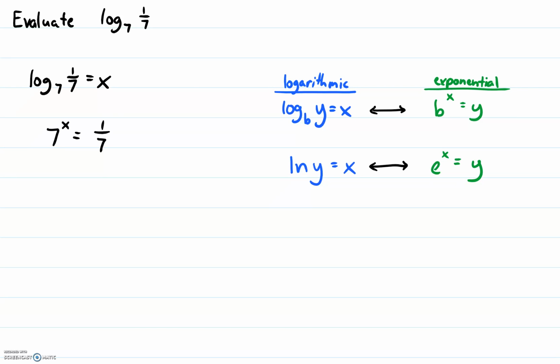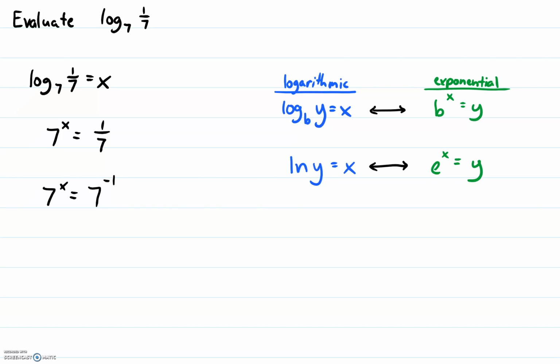What we're going to do is use a little algebra trick to rewrite 1 over 7. We're going to leave the 7 to the x alone on the left-hand side, but on the right-hand side we're going to move the 7 from the denominator to the numerator, and in doing so that's just going to change the sign of the exponent. Of course 7 is just 7 to the 1, so if we move it from the bottom to the top it's going to become 7 to the negative 1.